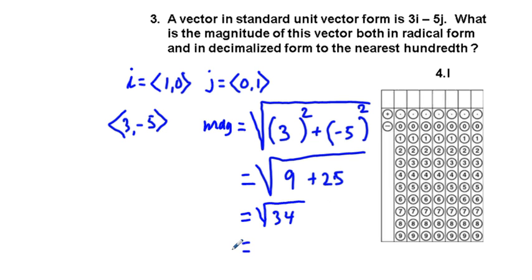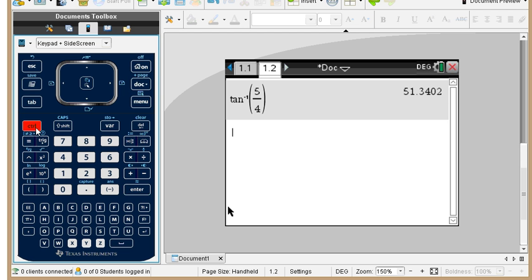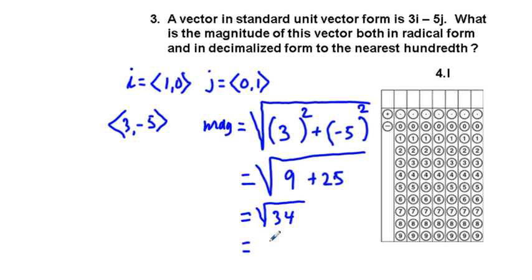We need a decimalized version to put in our answer space, so we put square root of 34. I think we're going to the nearest tenth, or is it nearest hundredth? It is nearest hundredth: 5.83. That's what we put up here, 5.83. Then we go ahead and bubble in appropriately. Here's our 5, decimal point, and then 83.